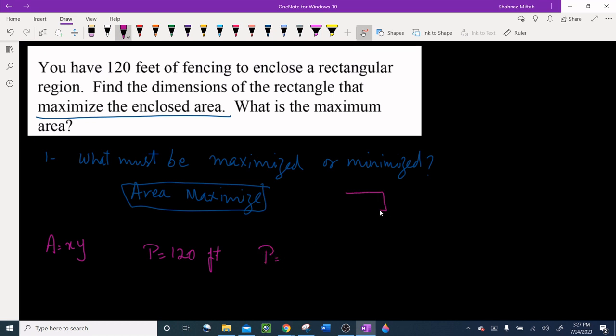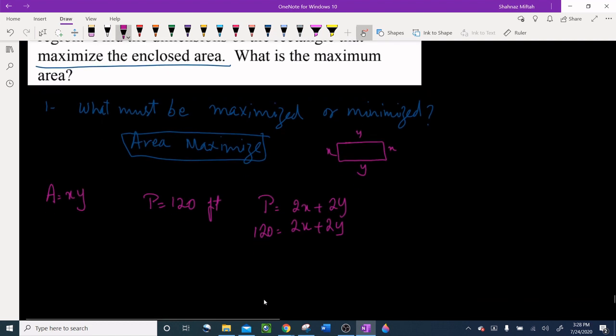Let's find the perimeter formula. Since it is a rectangle, I can say this is y, this is x and x. Perimeter means you add all the sides. So I have 2 x's and I have 2 y's. P is equal to 120, which is 2x plus 2y. Now, what else can I do? I can get the x and y's. I will get the y by itself because I always do y by itself.